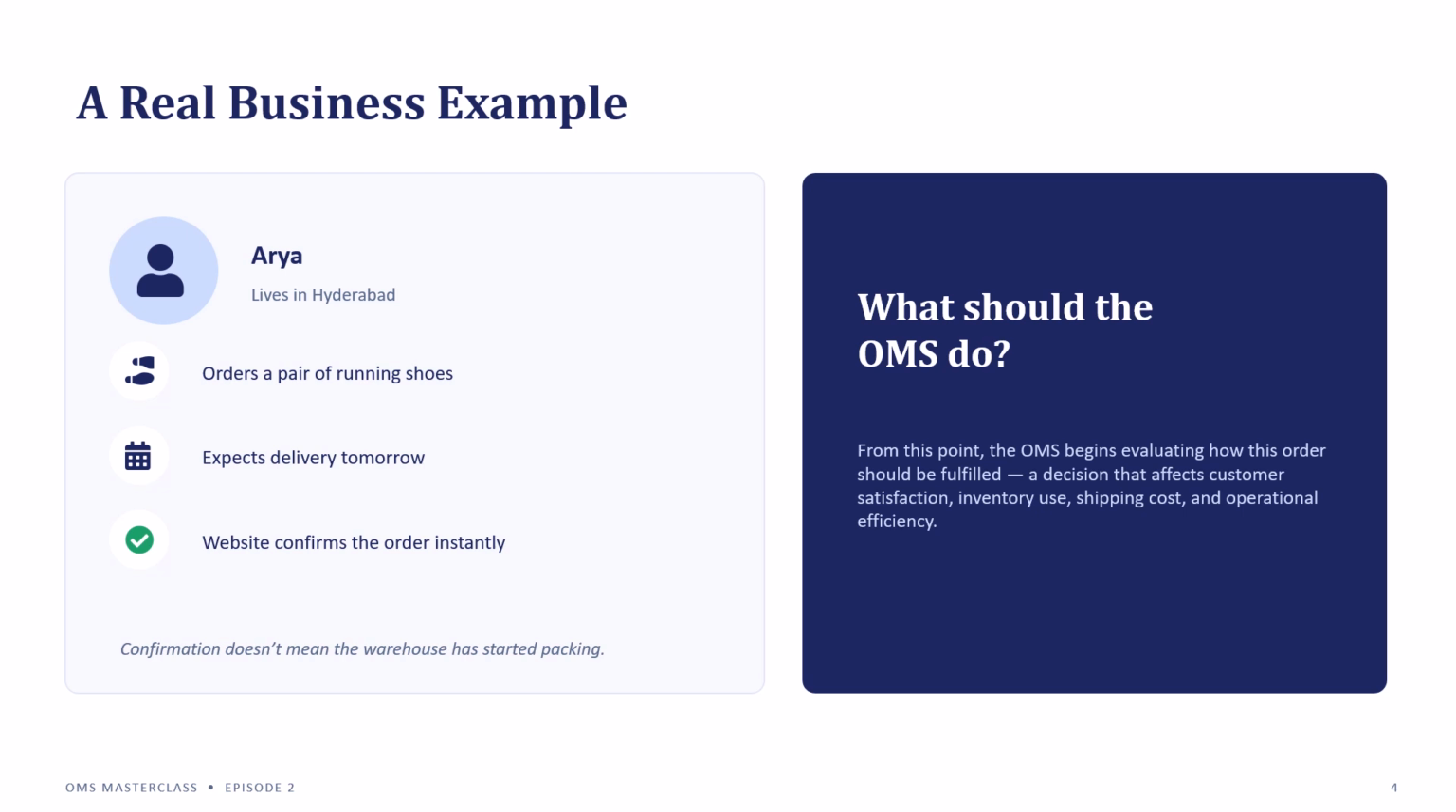The OMS cannot simply forward the order to a warehouse because a delivery promise has already been made to the customer. It must first determine whether that promise can actually be fulfilled while following the retailer's business rules. So before taking any action, the OMS starts validating the order. Let's see what happens next.